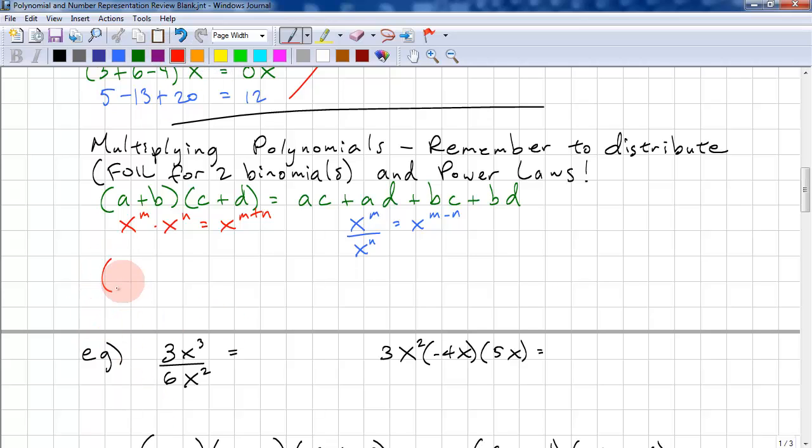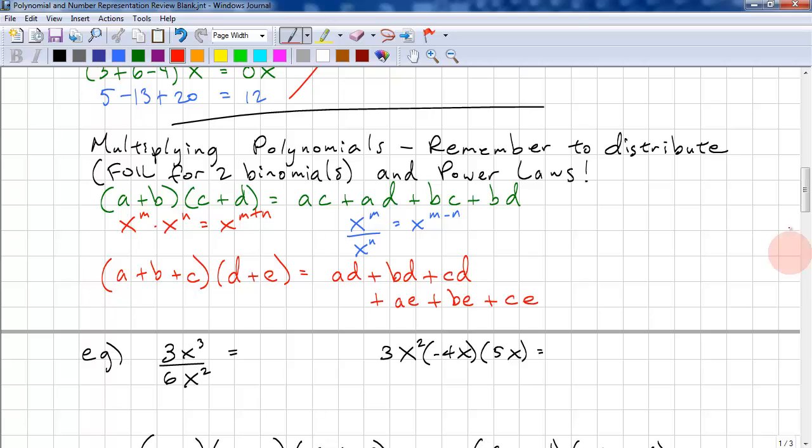So if we have a trinomial, a plus b plus c times d plus e, if they were polynomials, you want to do ad plus bd plus cd and add ae plus be plus ce and collect like terms if this was a polynomial.